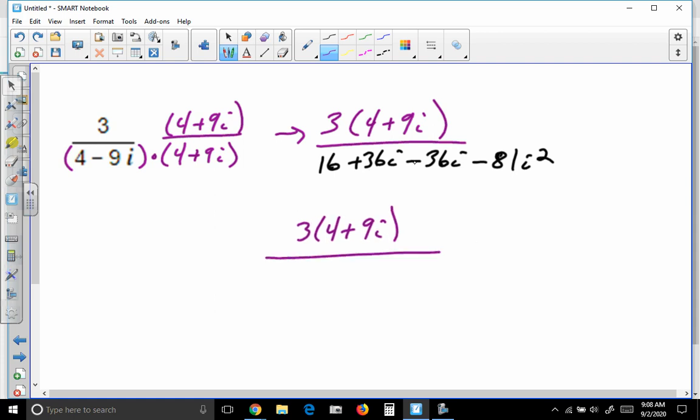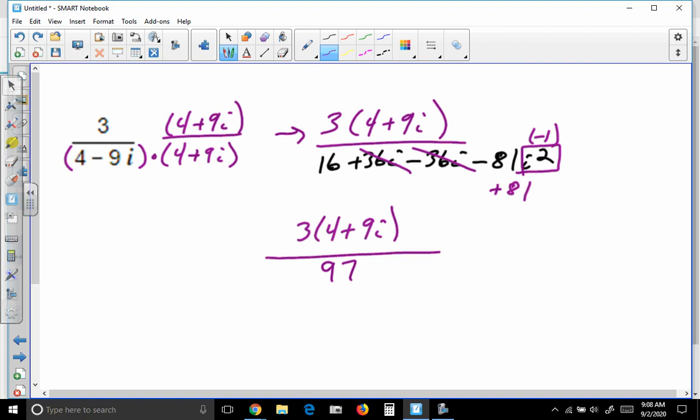On bottom, notice the middle two terms are opposite. So 36i minus 36i cancels. i squared makes a negative 1, so this is really negative 81 times negative 1, which is plus 81. So 16 plus 81 is 97.